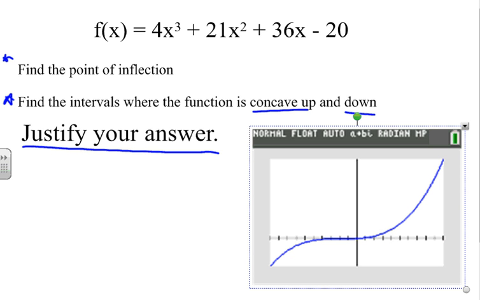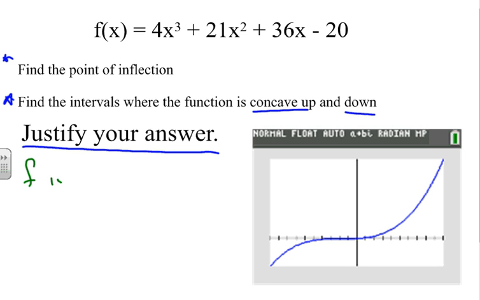Once again, when we want to justify our answers, this is what we're looking for. Sometimes I try to justify our answers first, so we know what we're going to be analyzing. F is concave up on the interval, or intervals, blank.